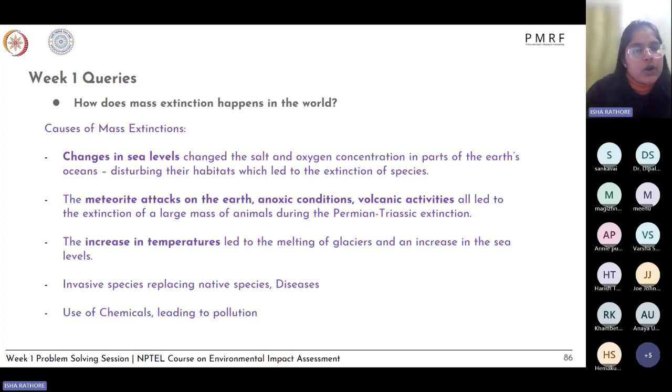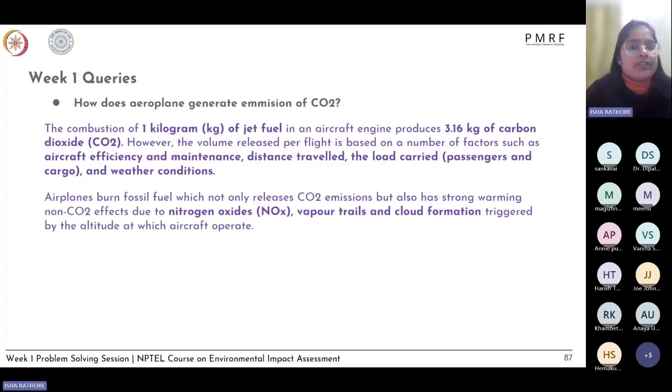Okay. Moving on, so how does an aeroplane generate emissions of CO2? This is through the jet fuel which is used in aircraft. Combustion of 1 kg of jet fuel produces 3.16 kg of carbon dioxide. And again, this volume is also dependent on other characteristics like the aircraft efficiency, maintenance, distance traveled, the load it is carrying, passengers and cargo, as well as the weather conditions. So aeroplane fuel actually generates CO2.